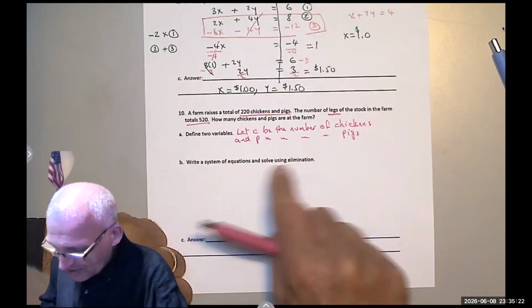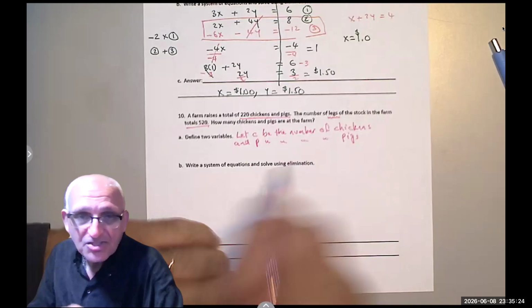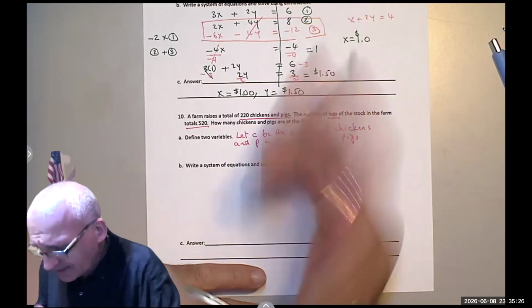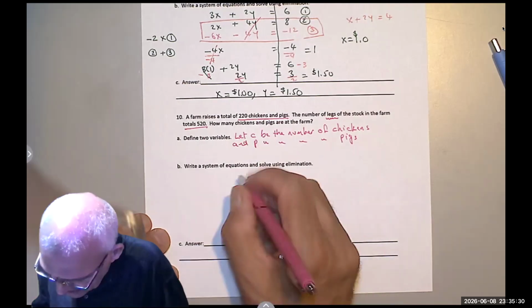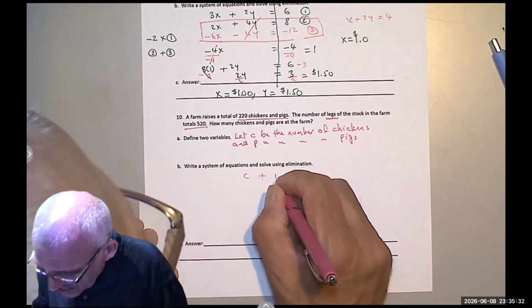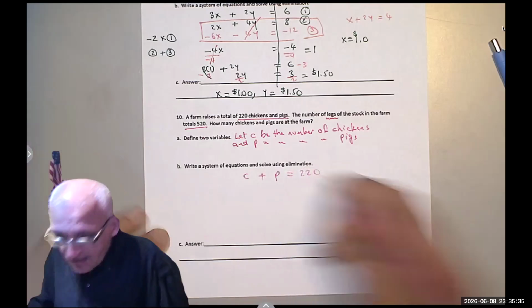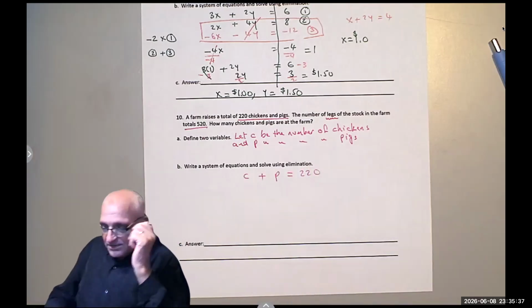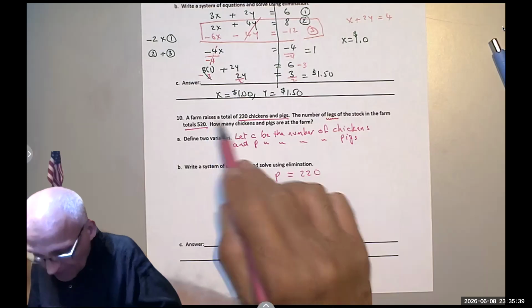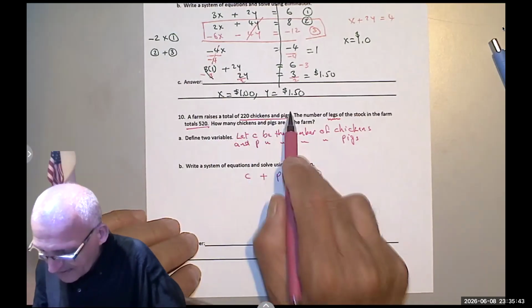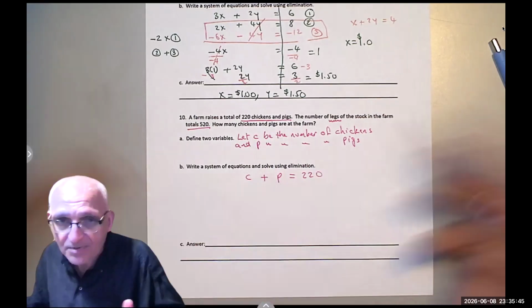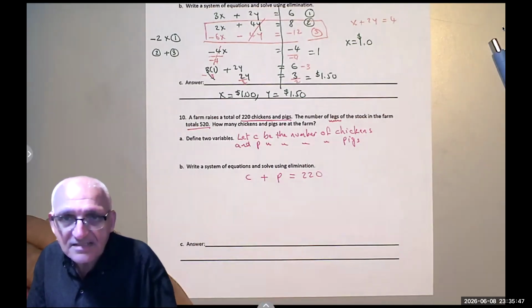Write a system of equations and solve using elimination again. Okay. The total number is 220. So C plus P is 220. Couldn't be any easier. The total number of chickens and pigs. Number of chickens is C. Number of pigs is P. So the total number is C plus P. And that is given to me as 220.